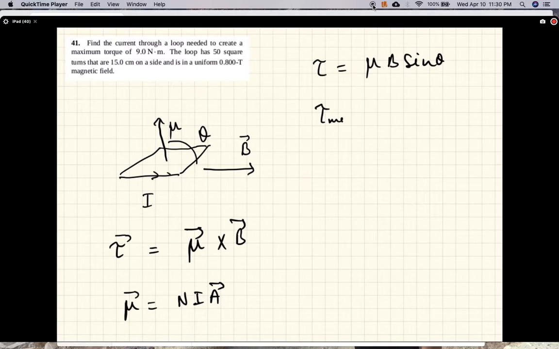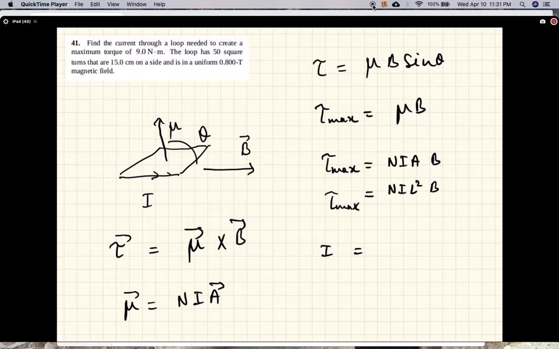So tau max is mu B, and you want this to be 9 Newton meters. What is it that we want? Find the current. So tau max is mu B, which is N I A B. And the area of a square, of course, is length squared, L squared. So I is tau max over N L squared B.